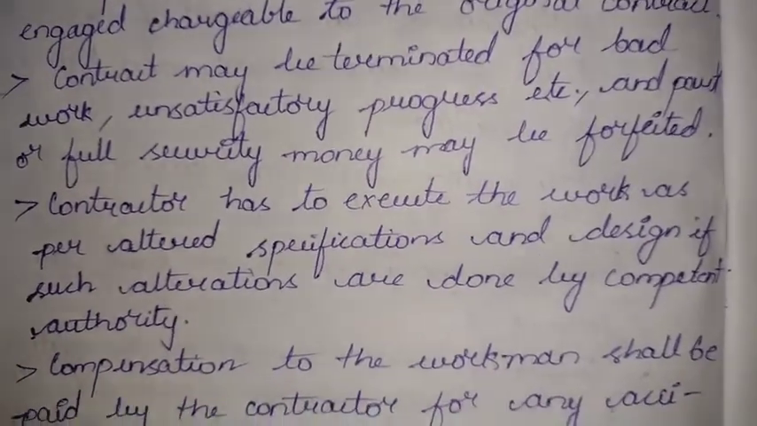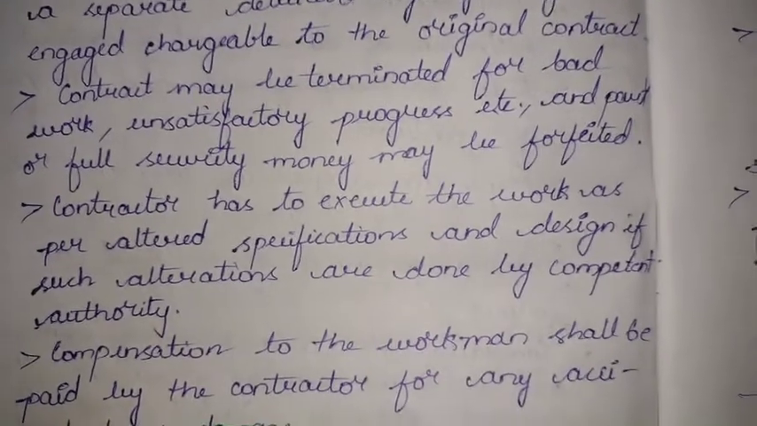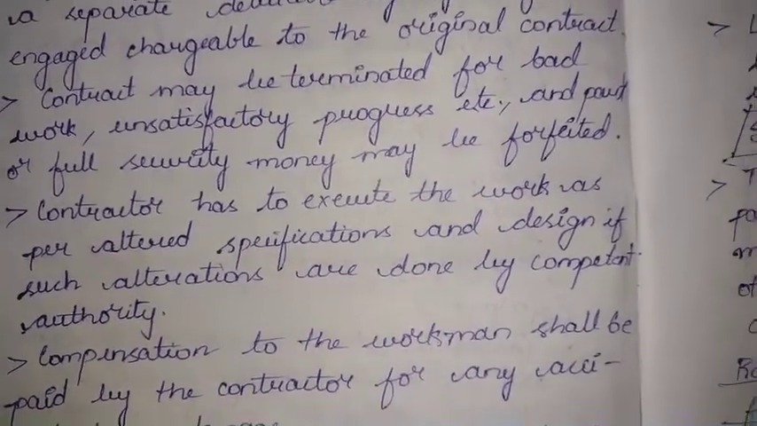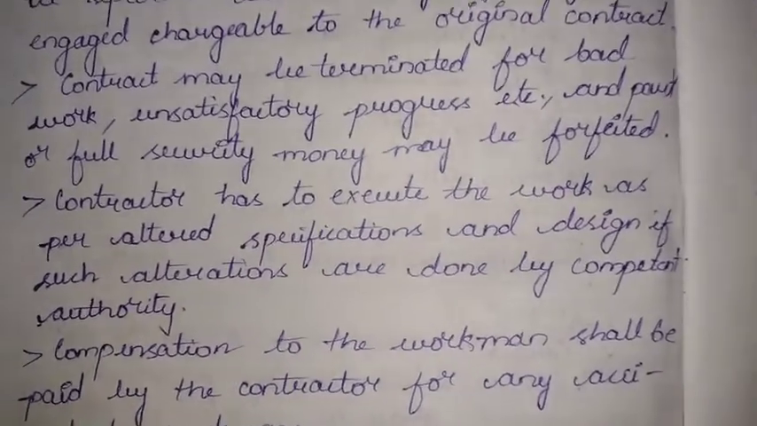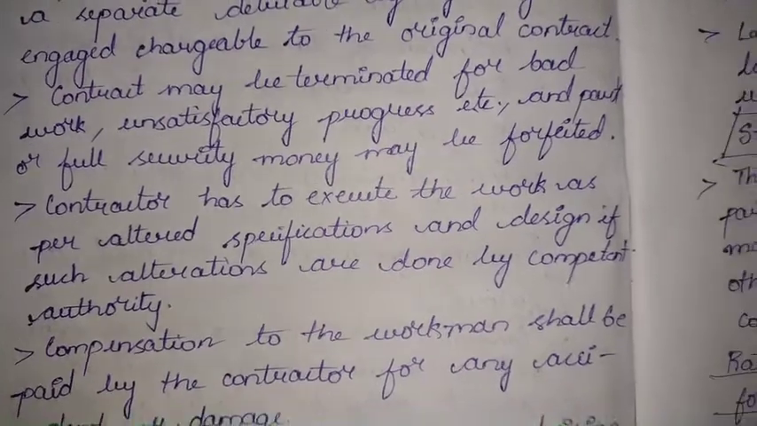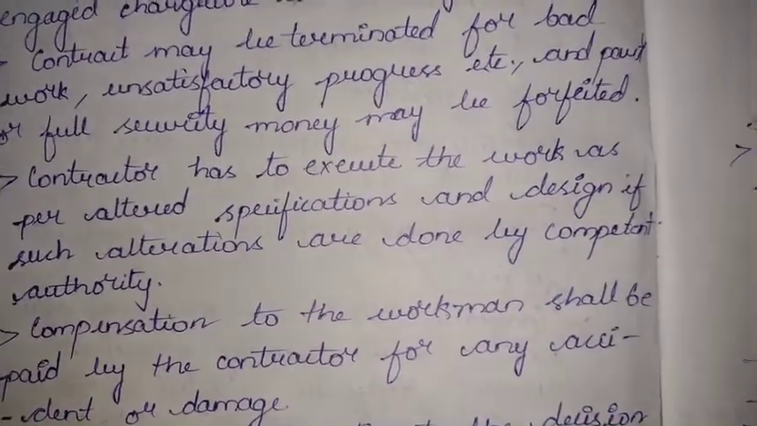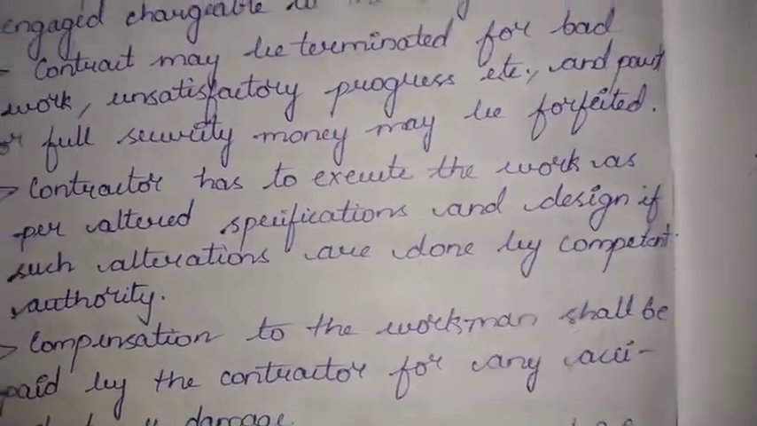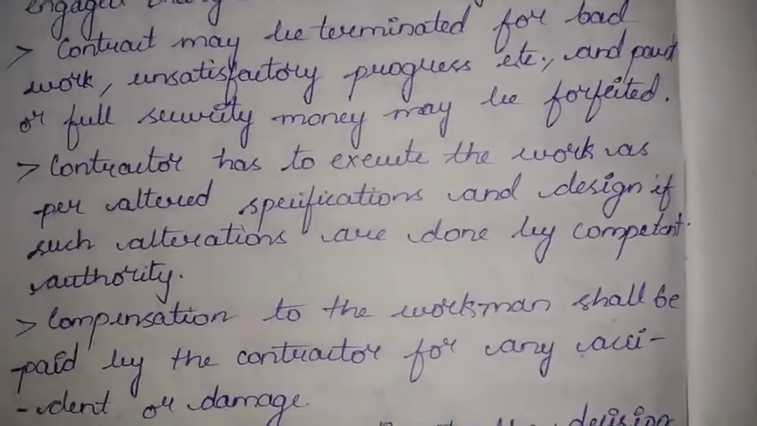Already been discussed. Contractor has to execute the work as per altered specifications and design if such alterations are done by the competent authority. Initially you have accepted the work for a 5-story building, but the competent authority wants that to be increased or any changes to be made to that. You should also complete as per the new specifications mentioned by the competent authority.